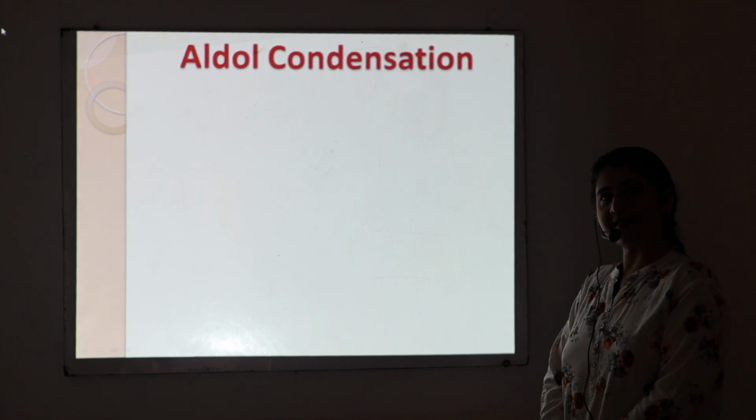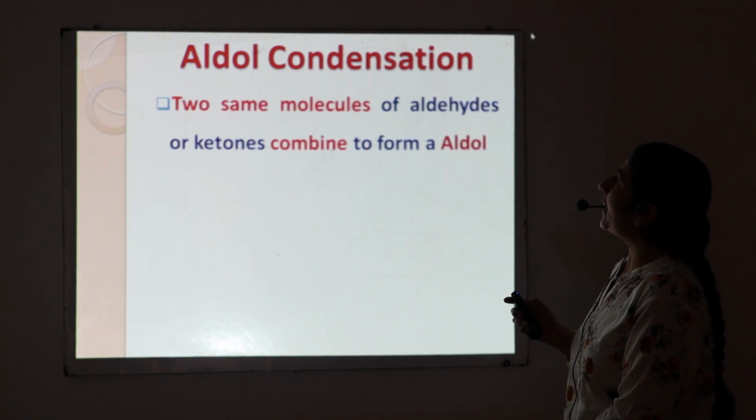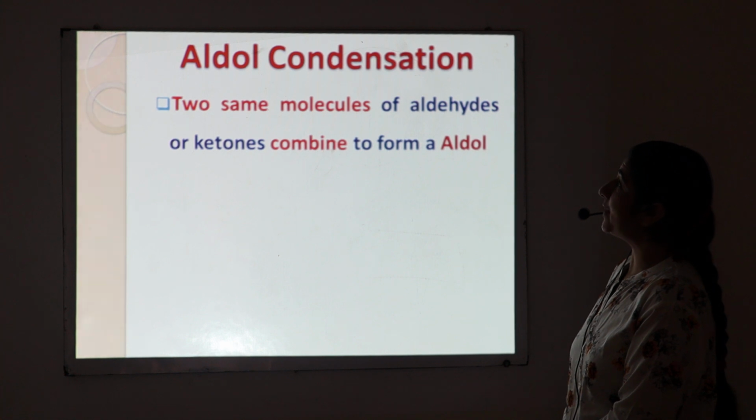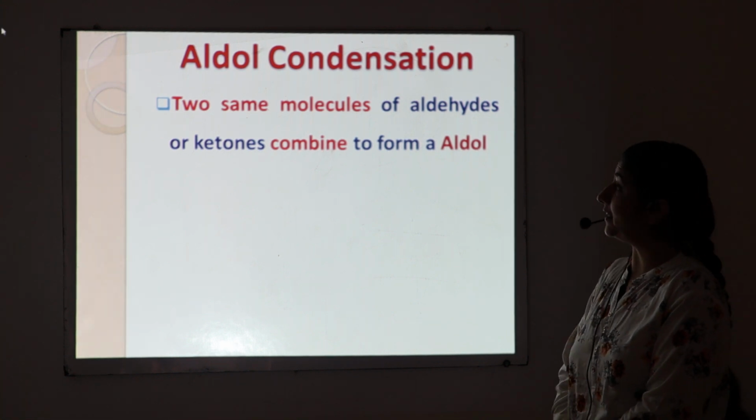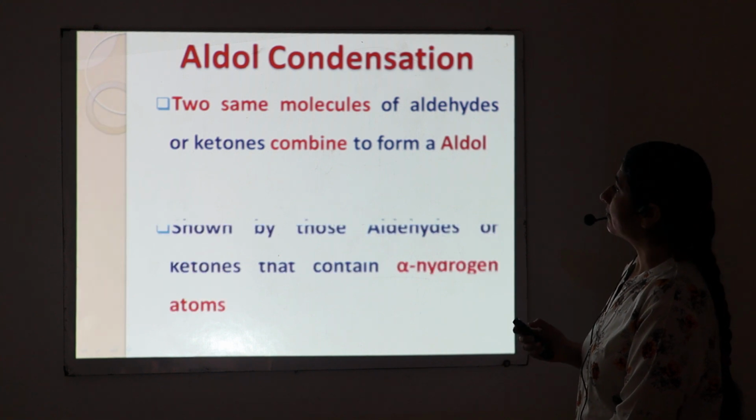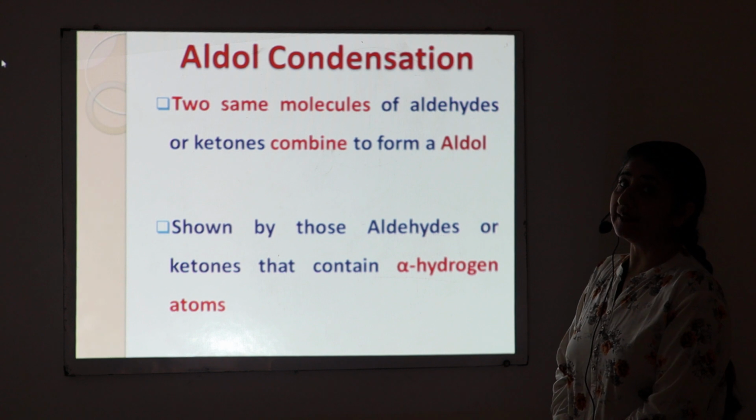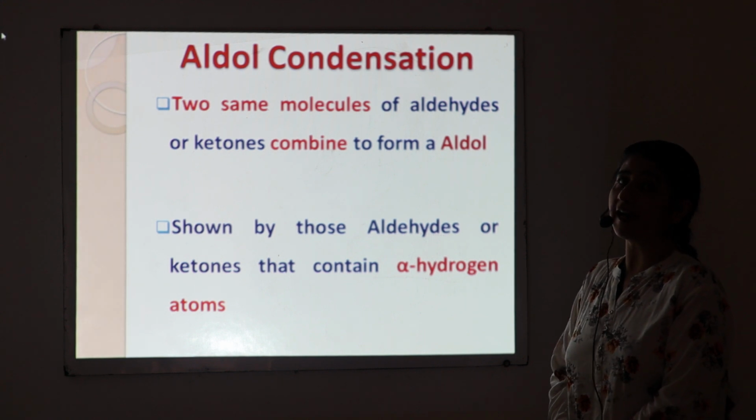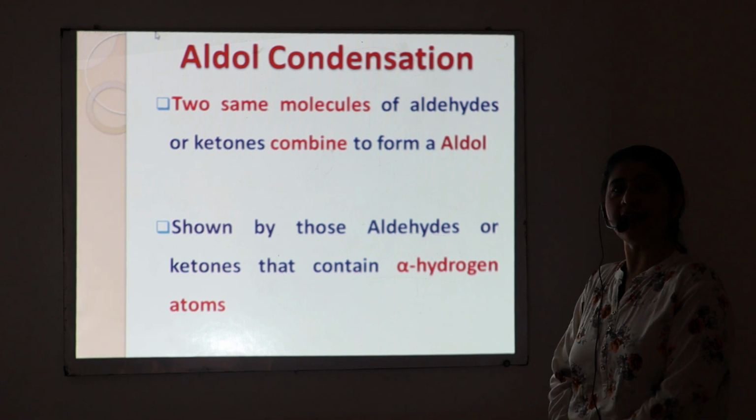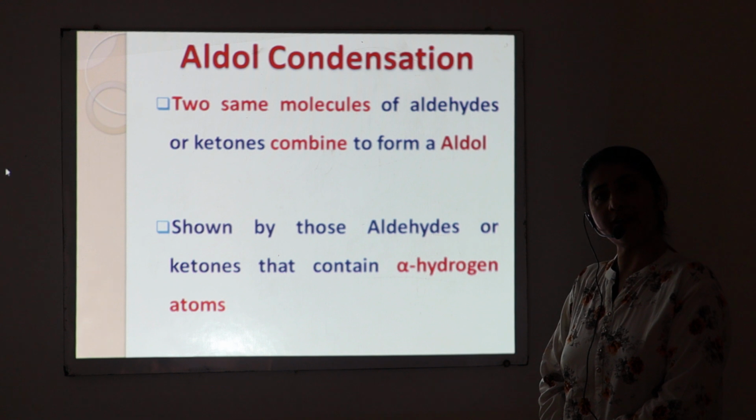The next one, let's start. What is the aldol condensation reaction? The aldol condensation reaction is a reaction in which two same molecules of aldehyde or ketone combine to form aldol. It is shown only by those aldehydes or ketones that contain alpha hydrogen atoms. Those aldehydes which don't contain alpha hydrogen atoms don't show the aldol condensation reaction.